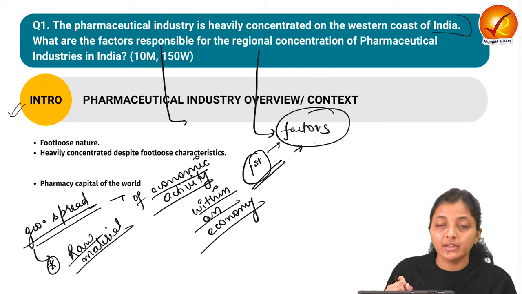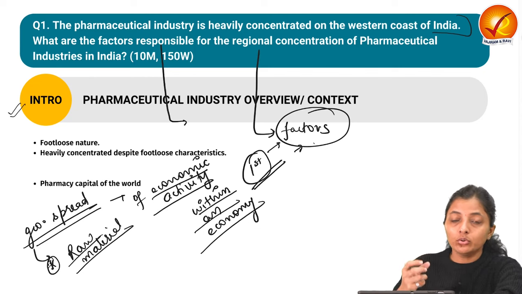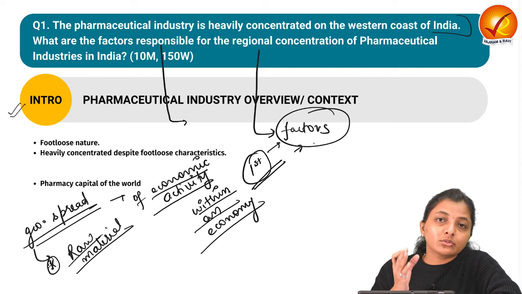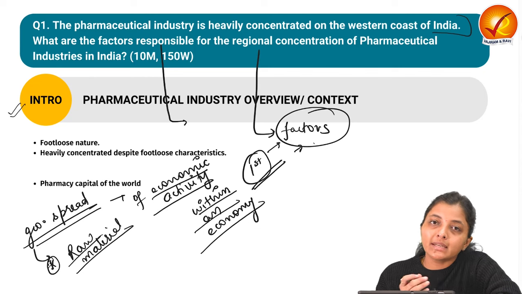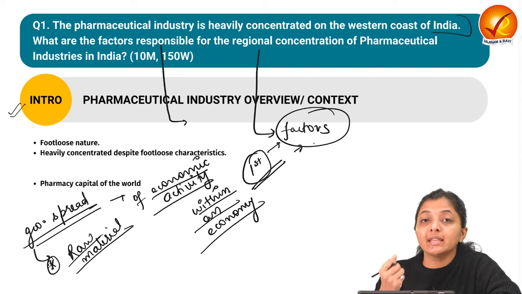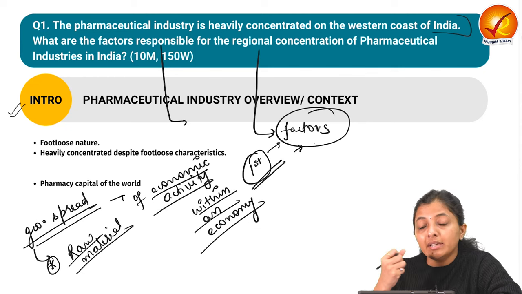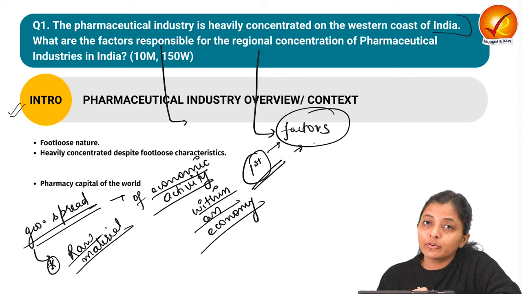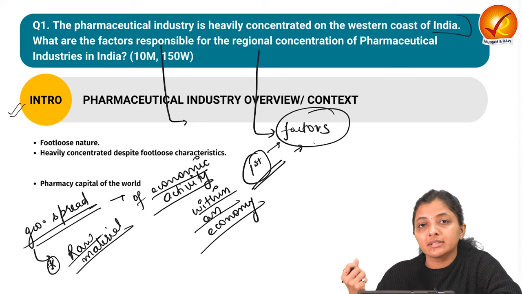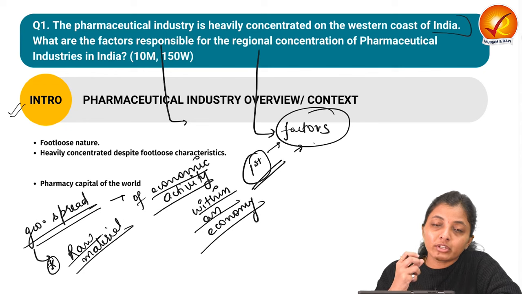So what we need to do is locate these industries near the raw material. On the other hand, there are some industries which gain weight, like the automobile industry and the bread industry. So these are the weight gaining industries. What we have to do is locate these industries near the market so that the transportation cost is minimized.